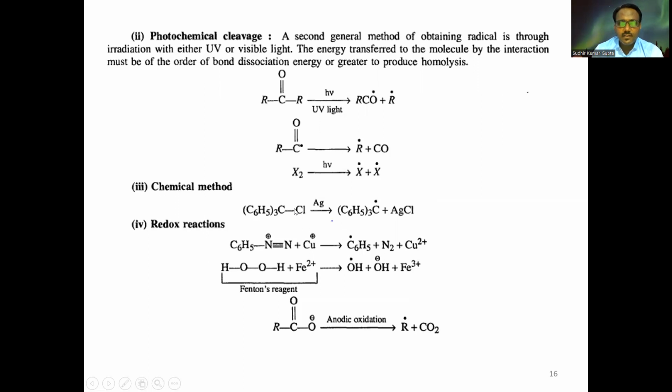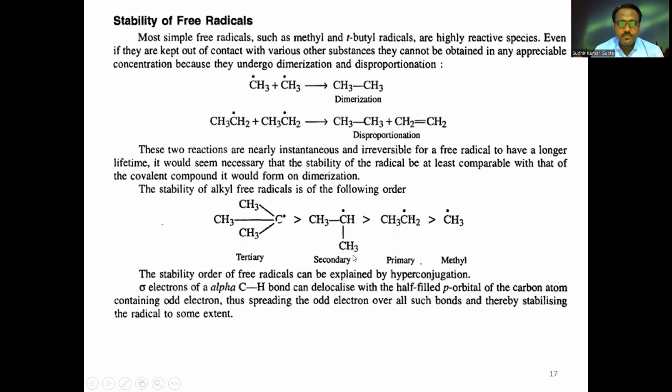The C-Cl bond can also undergo cleavage in the presence of silver, because it is very photoactive. It causes the formation of AgCl, which is a very stable precipitate, and it results in the formation of the carbon free radical. Through redox reactions, we can also have the formation of radicals where an azo group, N2 group, is present. The nitrogen can be easily released from these structures, and we have the formation of the phenyl radical.